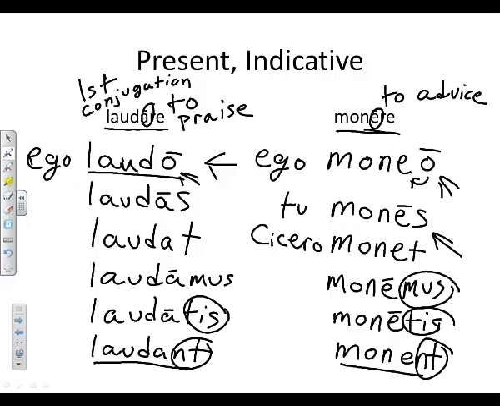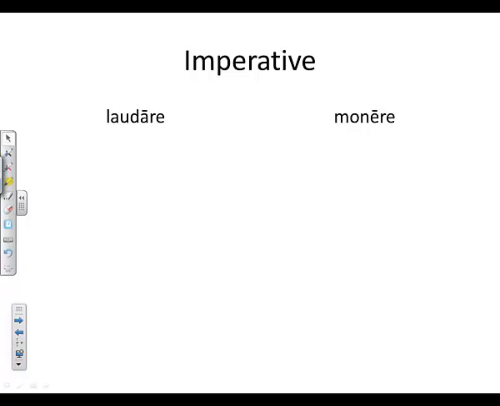Now, for the imperative. Again, you start off with the infinitive forms of the verbs, and then you just knock off these endings. These are the infinitive endings. You just knock them off, and that leaves you with, again, lauda. And we'll leave this little mark here to show that that's just the root. So what do you do to make this a command? Well, you get rid of that, and there it is, a command. Lauda, praise. Same thing here. Mone, advise. That's the imperative.